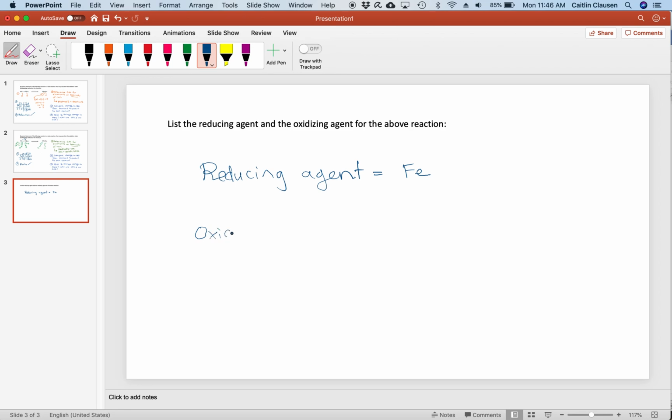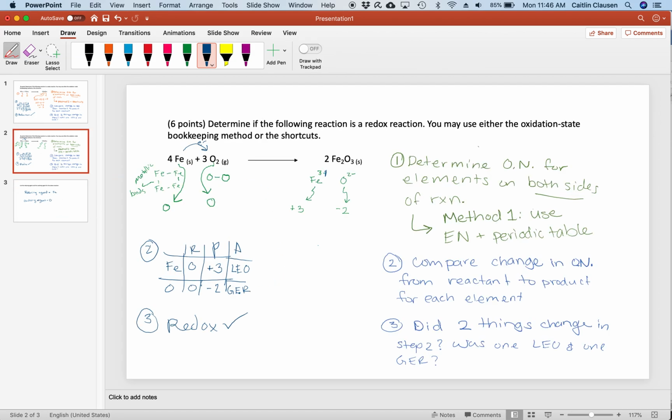The oxidizing agent is the oxygen. The oxygen got reduced. It took electrons. Where did those electrons come from? They came from the iron. So the oxygen was the agent by which the iron lost its electrons.